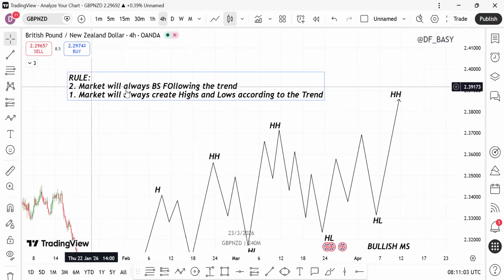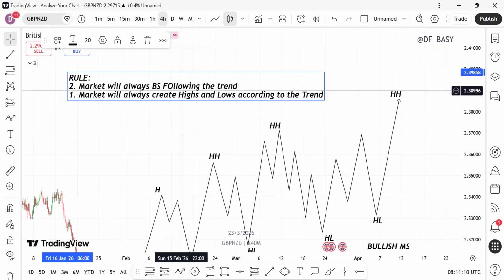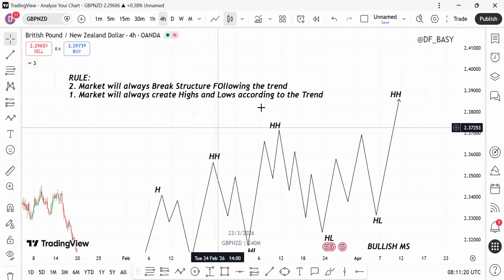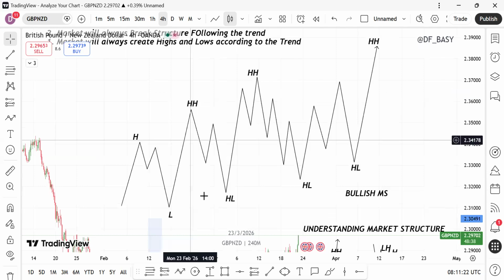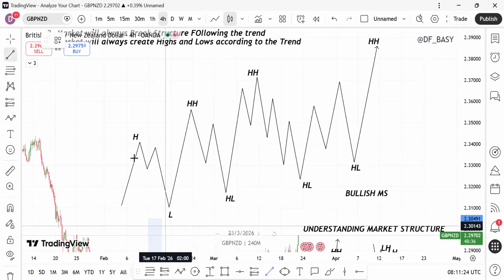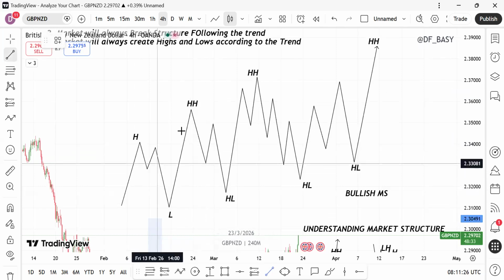The rule number two, market will always break structure. BS means break structure, following the trend. Right? Let me just write it in full, break structure, so that some of you might follow. Break structure following the trend. So now, where is the market breaking structure? You can see now, if you look closely, this high that was here, this higher high, the market took it out.